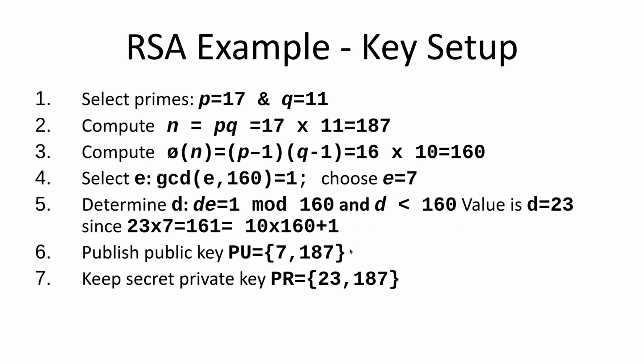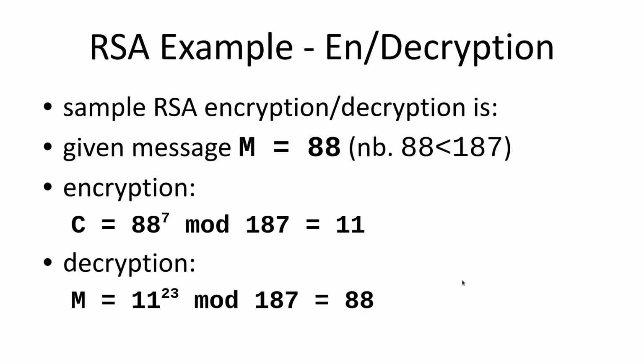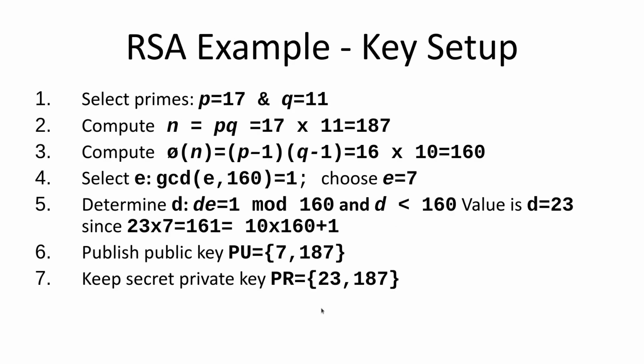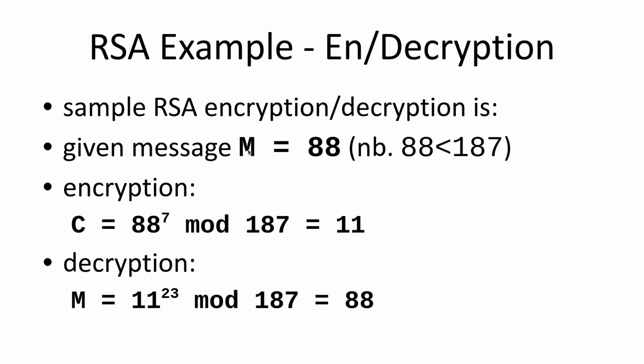We have got our public key and private key combination: public key 7 comma 187 and private key 23 comma 187. The first part of our example was generating the key, and now we have generated the key. Now for a message M is equal to 88, remember that this 88 should be less than the value of n.